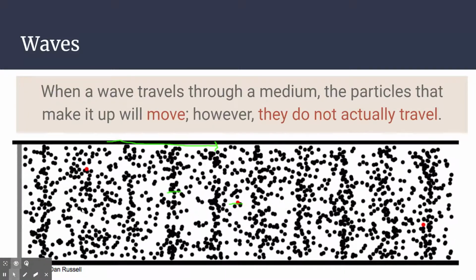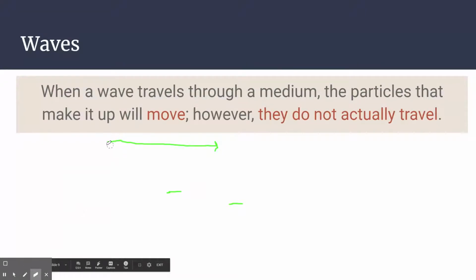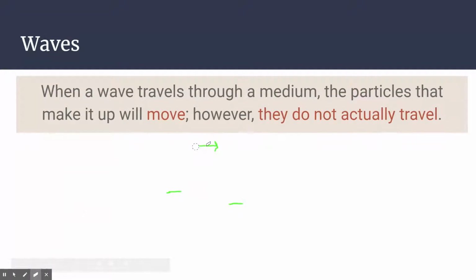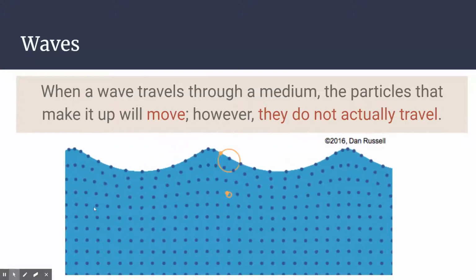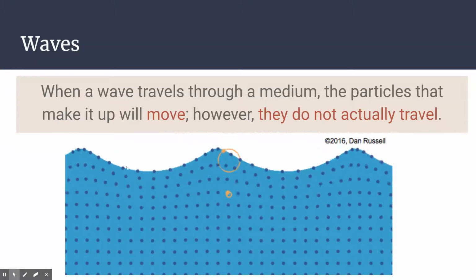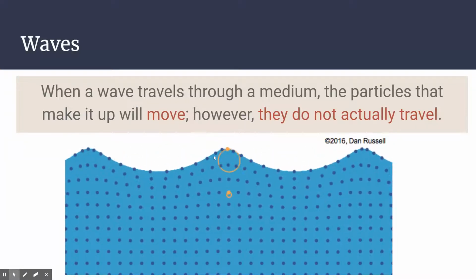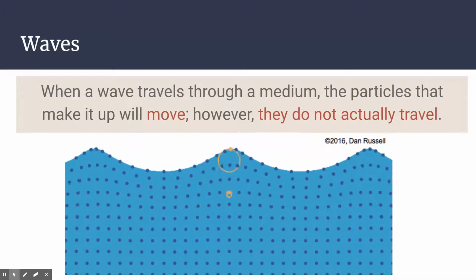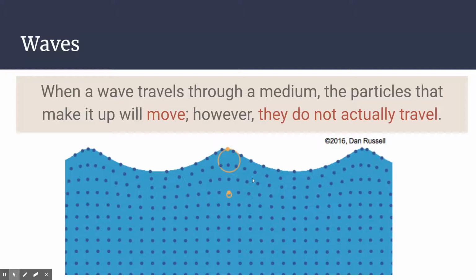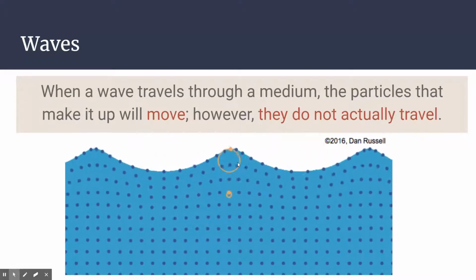I have one more example for you. Let me erase these marks. And the example that I have is called surface waves, and these are waves that travel across the surface of water. In this one, again, we can clearly see the energy traveling from left to right on the surface of the water. But if we focus in on the particles, the water molecules that make it up, they do not travel from left to right.